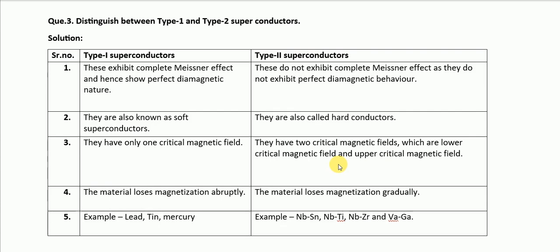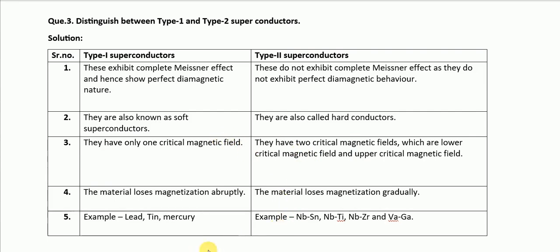Between these two values, something interesting happens. The material lets some of the magnetic field lines penetrate it, forming those vortex lines we mentioned earlier. But above the upper critical field, it completely loses its superconducting state, just like type 1.